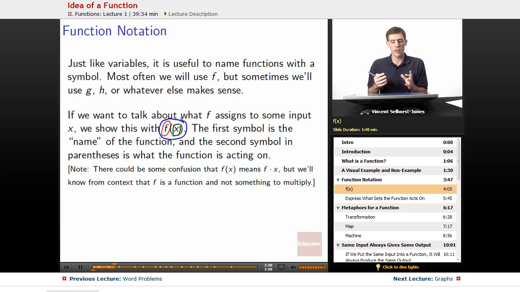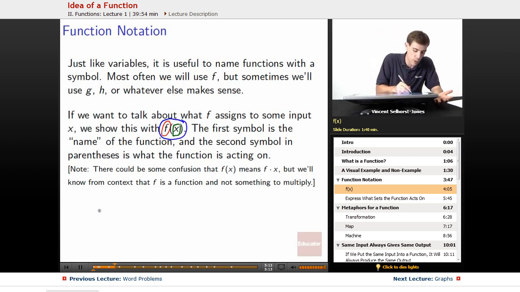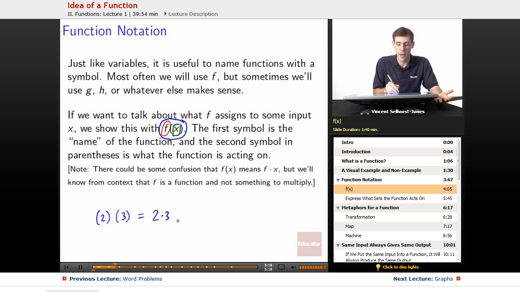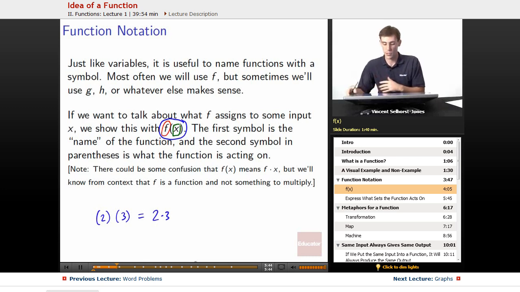Now, there could be a little bit of confusion with f of x, because it's f parentheses x. And we know that if I wrote 2 in parentheses and then 3, that would mean 2 times 3, right? So we might think f times x, but we're going to know from context that f is a function and not something that we multiply. So when f is a function, we don't have to worry about multiplication if it's f on some element. It's always going to be f of that element, never f times, unless we're talking about that explicitly. So when you see parentheses and it's a function, it isn't implying multiplication like when we're dealing with numbers.